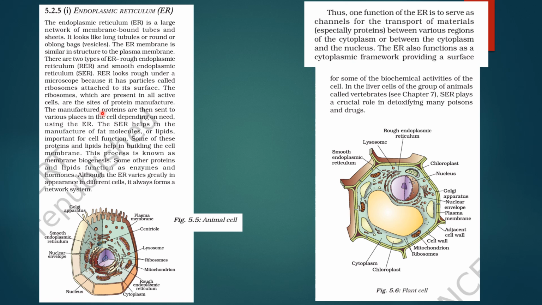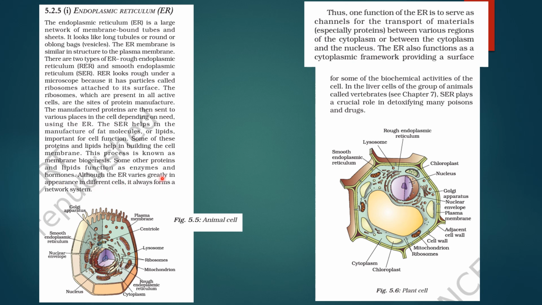बहुत important होते हैं ये, ठीक है? Manufactured proteins are then sent to various parts in the cell depending on the need using ER, okay? SER will help in manufacture of fat molecules or lipids, which is an important cell function. ठीक है? Like some of these proteins and lipids, they help in building the cell membrane. Okay? इस process को हम क्या कहते हैं? Membrane biogenesis, right? Other proteins and lipids, they function as enzymes and hormones. Enzymes क्या होते हैं? जो किसी भी process को speed up करने में help करेंगे, right?